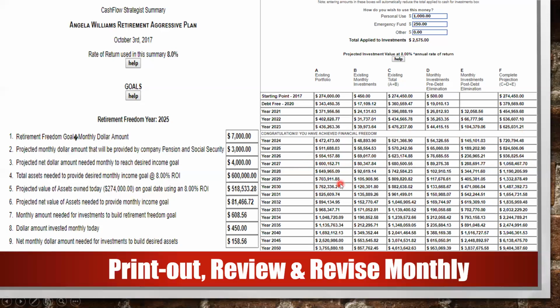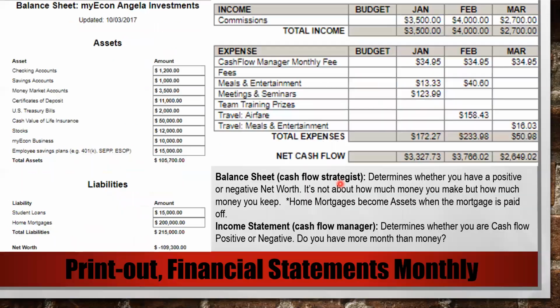You need to update this every 90 days. You need to run your balance sheet through your cash flow manager every single month. Are you cash flow positive or are you cash flow negative? It's going to tell you cash flow positive, cash flow negative.